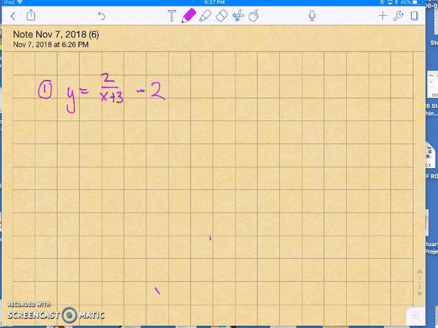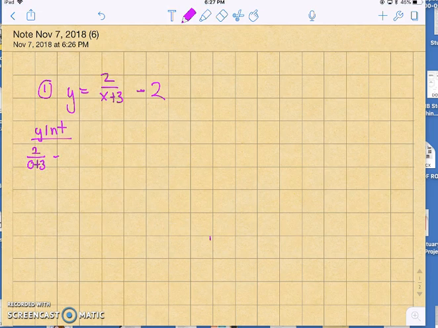So the first thing was find the y-intercept. So if we plug in 0, 2 over 0 plus 3 minus 2, so we got 2/3 minus 2, so that'd be negative 1 1/3. So 0, negative 1 1/3.